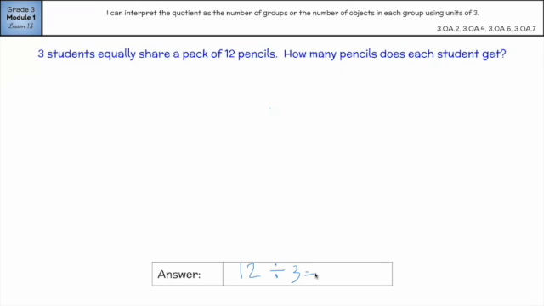And I can think in my brain, well, 3 times what number equals 12? Or I can use skip counting: 3, 6, 9, 12. And I would say, okay, that's 4. So each student gets 4 pencils. One kid gets 4, the next kid gets 4 more, so that's 8, and the next kid gets 4 more, so that's 12.